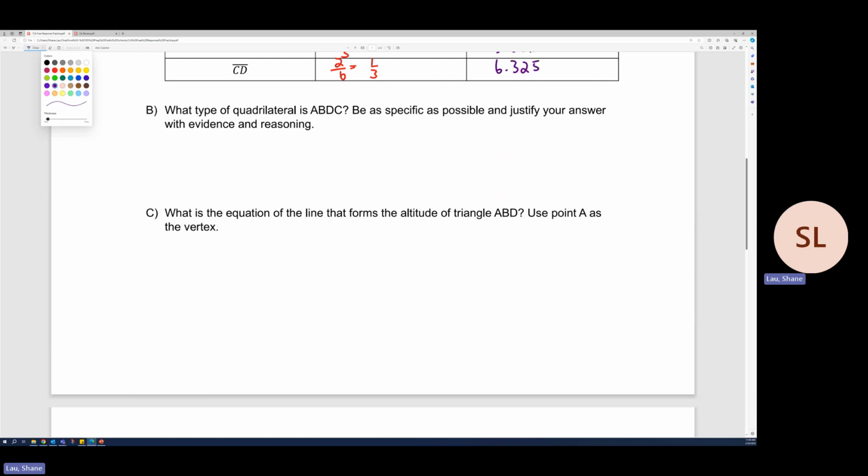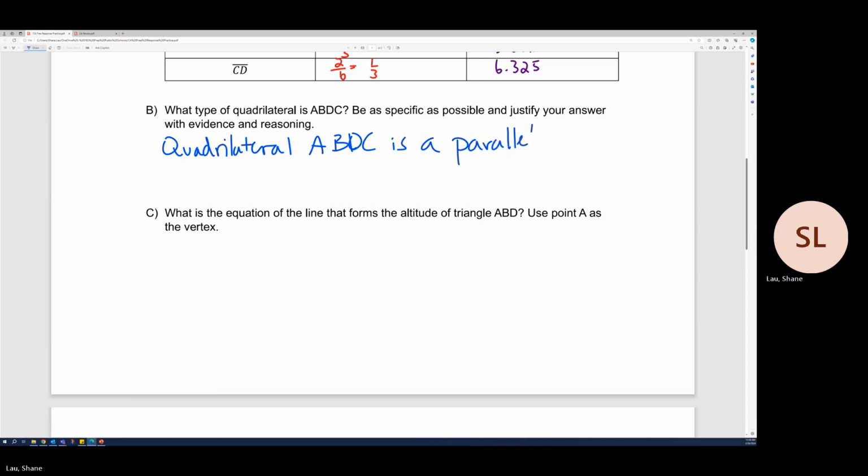And so the way I would write this is something akin to, I would say quadrilateral ABDC is a parallelogram because this shape has 2 pairs of opposite parallel sides.